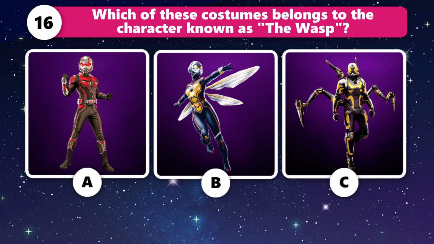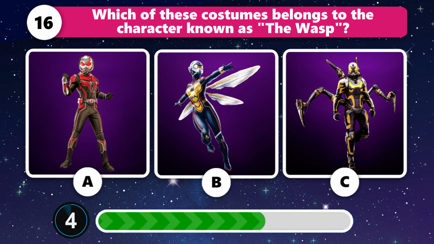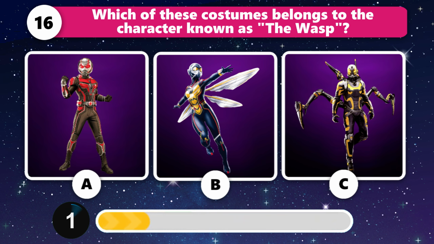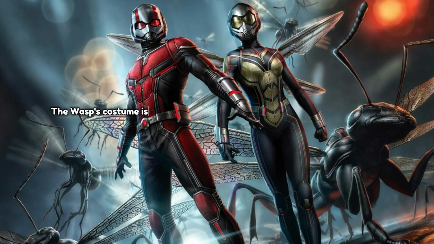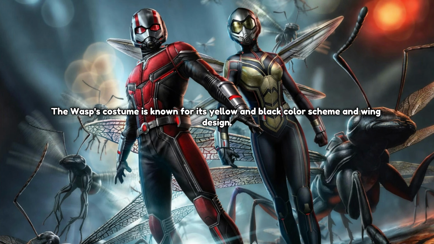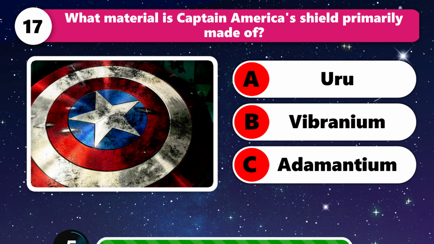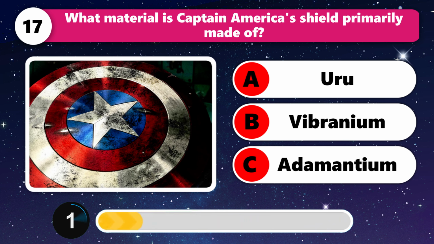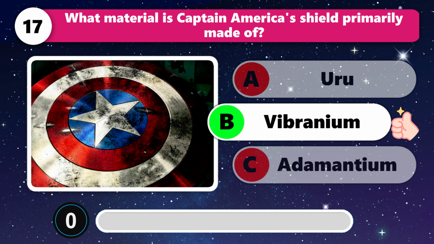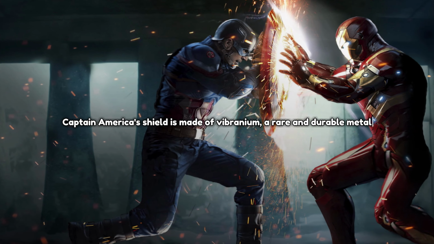Which of these costumes belongs to the character known as the Wasp? You're on the right track. The Wasp's costume is known for its yellow and black color scheme and wing design. What material is Captain America's shield primarily made of? You are marvelous! Captain America's shield is made of vibranium, a rare and durable metal.